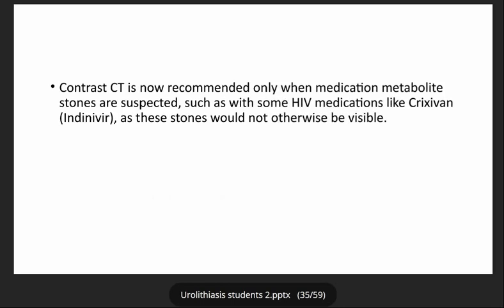Contrast CT: usually, as I mentioned, we do CT without contrast. But when do we use contrast? We use contrast because certain stones are formed by HIV medication like Indinavir. These stones, even with a CT scan, you can't see them. So you have to use contrast, and you see them as a filling defect.